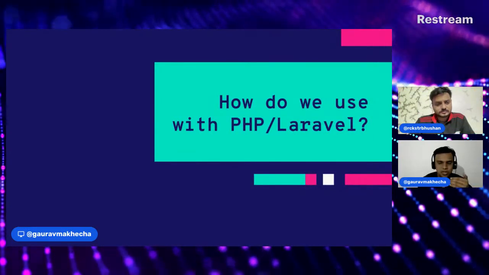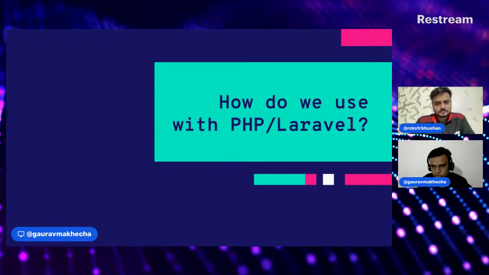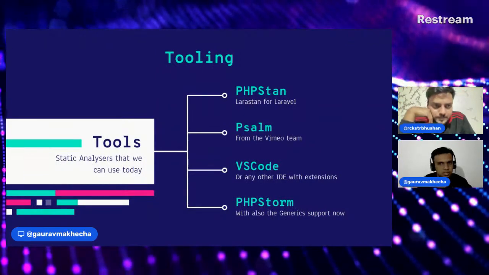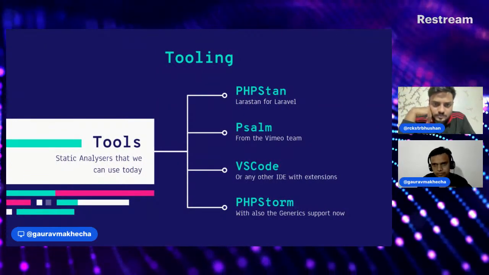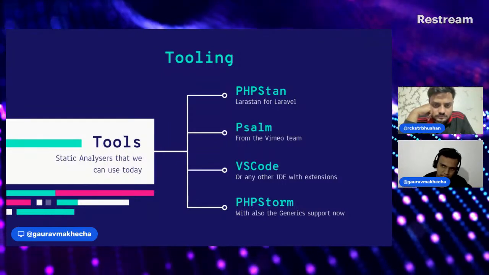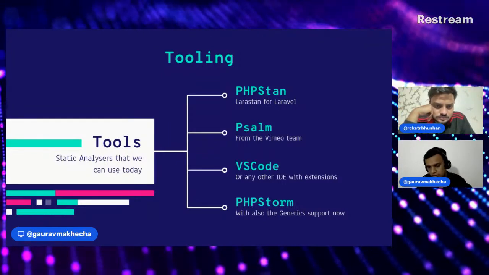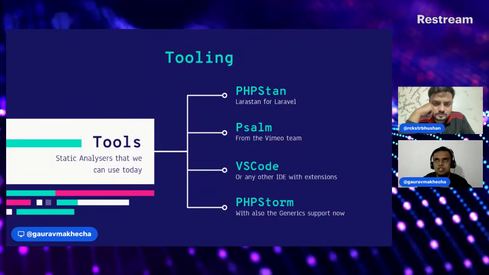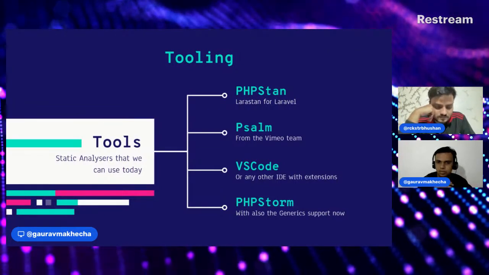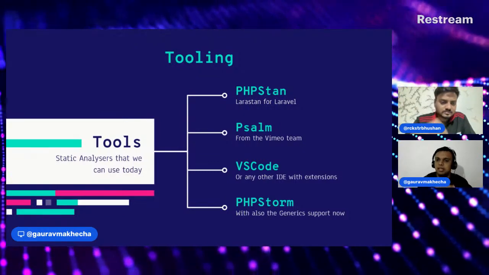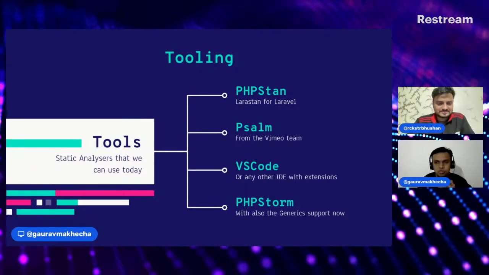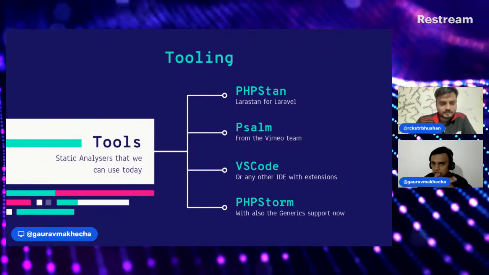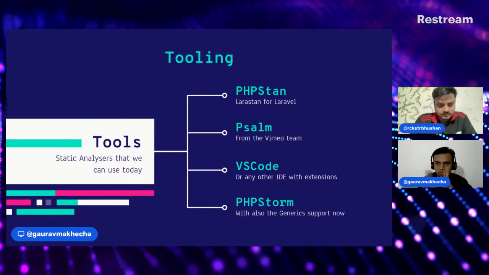Now we'll immediately move towards practical things: how do we use it with PHP or Laravel? For that, we have some tools available already. First of all, the one that we're going to use is PHPStan, and our example is going to be Laravel. There is a Laravel-specific version, which is Larastan, built on top of PHPStan, and this is developed by Nuno Maduro. Many of us know him. He is a core team member of Laravel and creator of lots of very nice open source projects. He has created Larastan, and there are many other very good contributors to the project. So we will be using that.